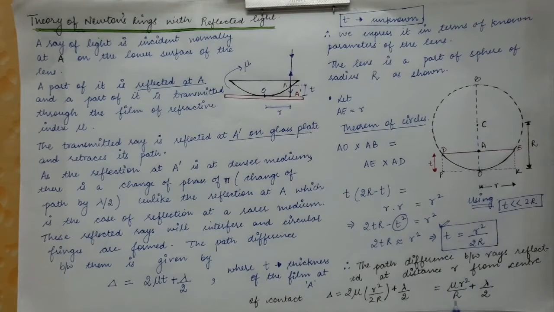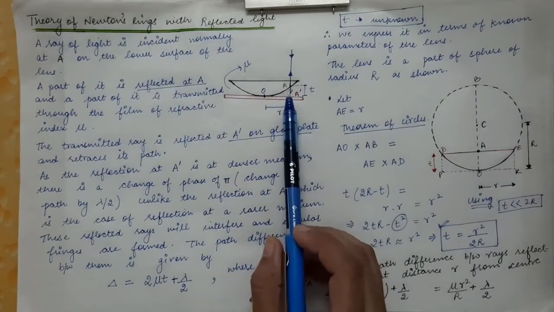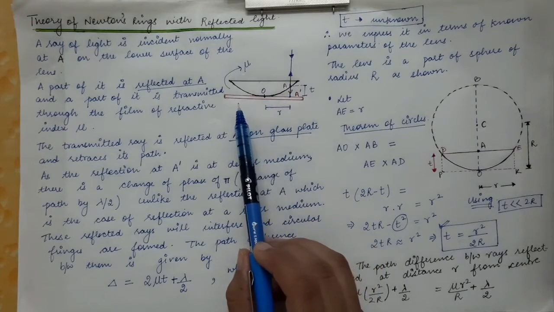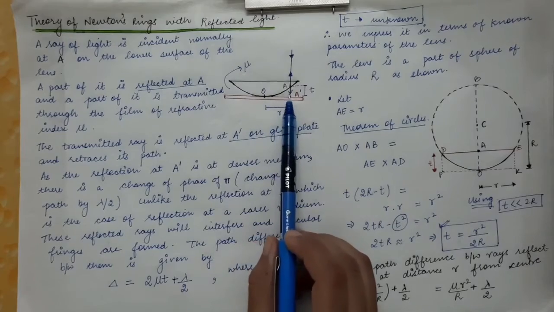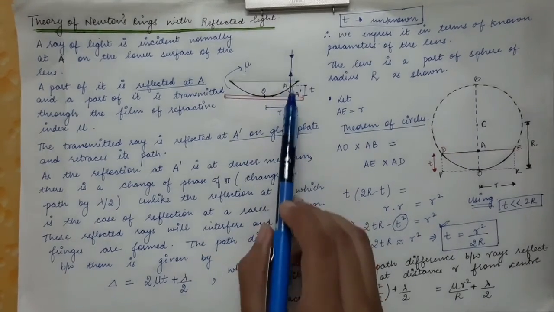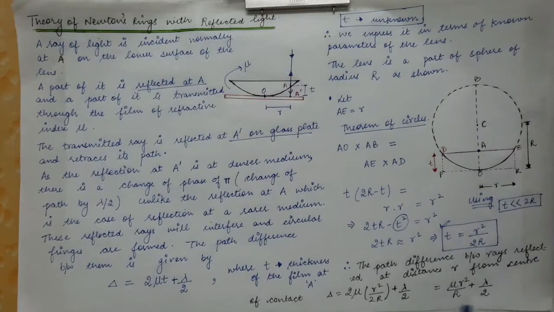So this is the optical path difference between the two reflected rays which are reflected at a point at a distance of r from the point of contact. So those reflected rays have an optical path difference which is given by this. So now the optical path difference is given by this formula.